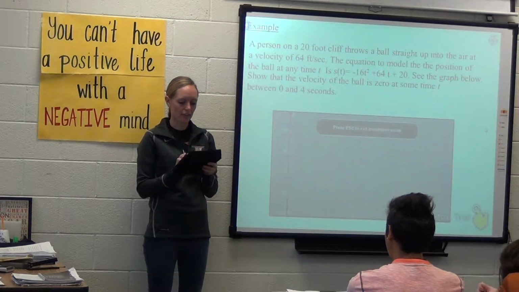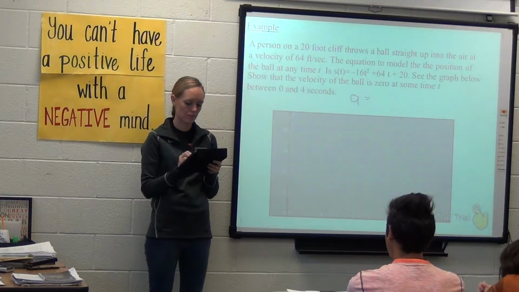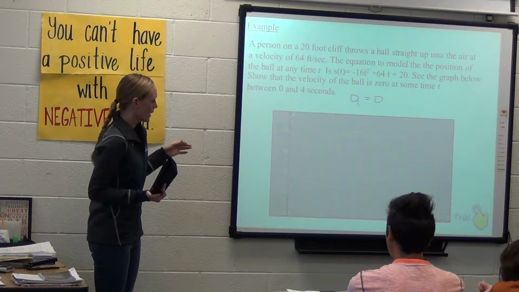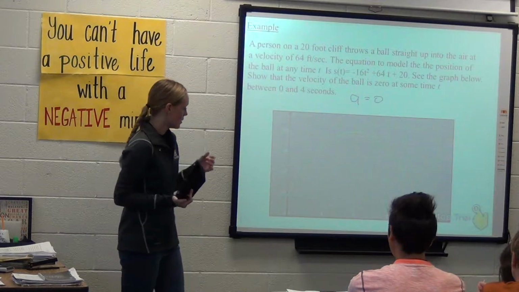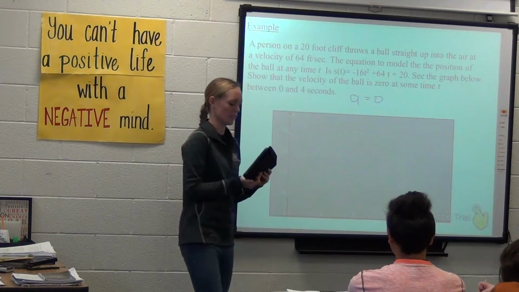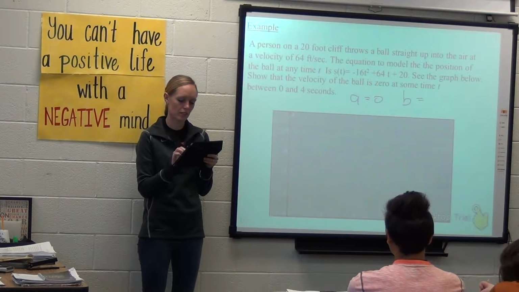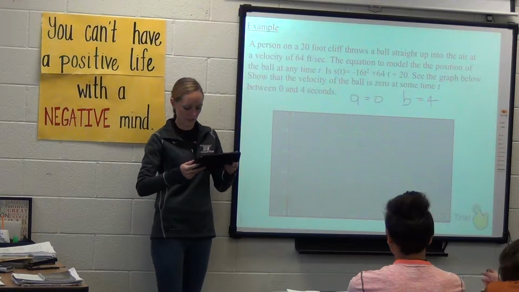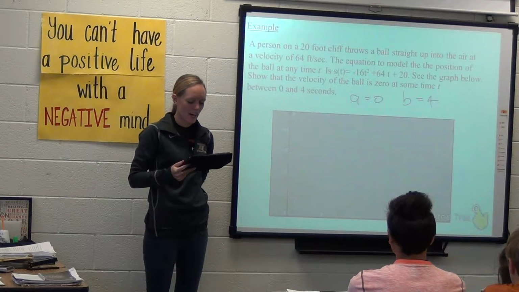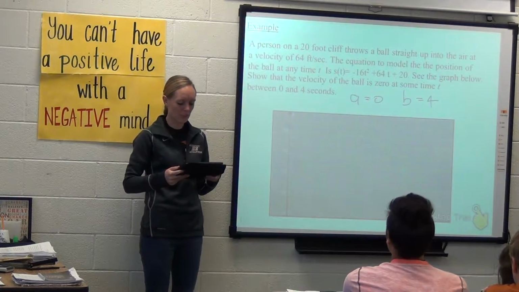What is a for this problem? A is equal to 0, and B is equal to 1. Why is it A equals 1? B is equal to 4. Oh, nice. I was thinking that wasn't going to match, but it does. Too easy. Okay, so A is equal to 0, B is equal to 4.